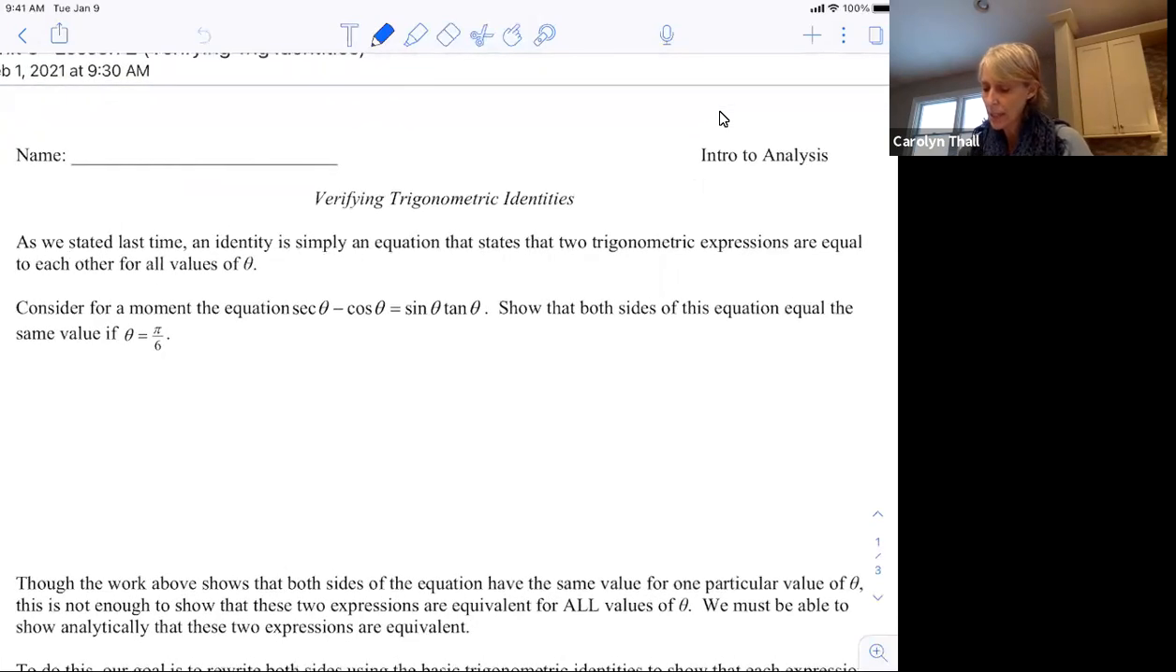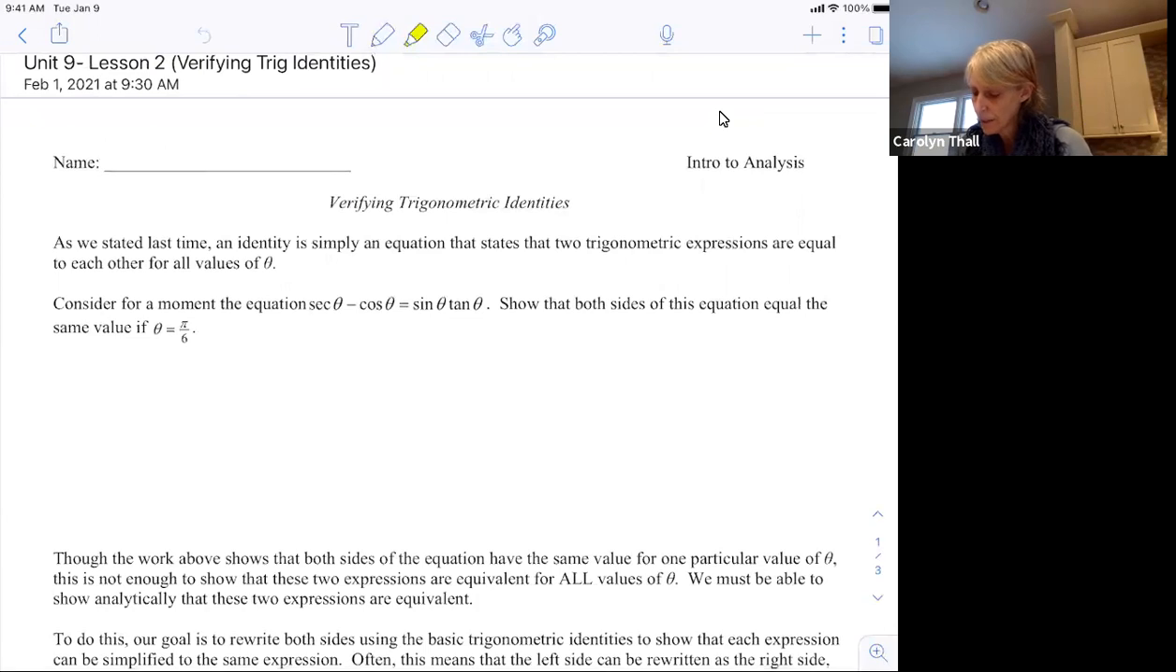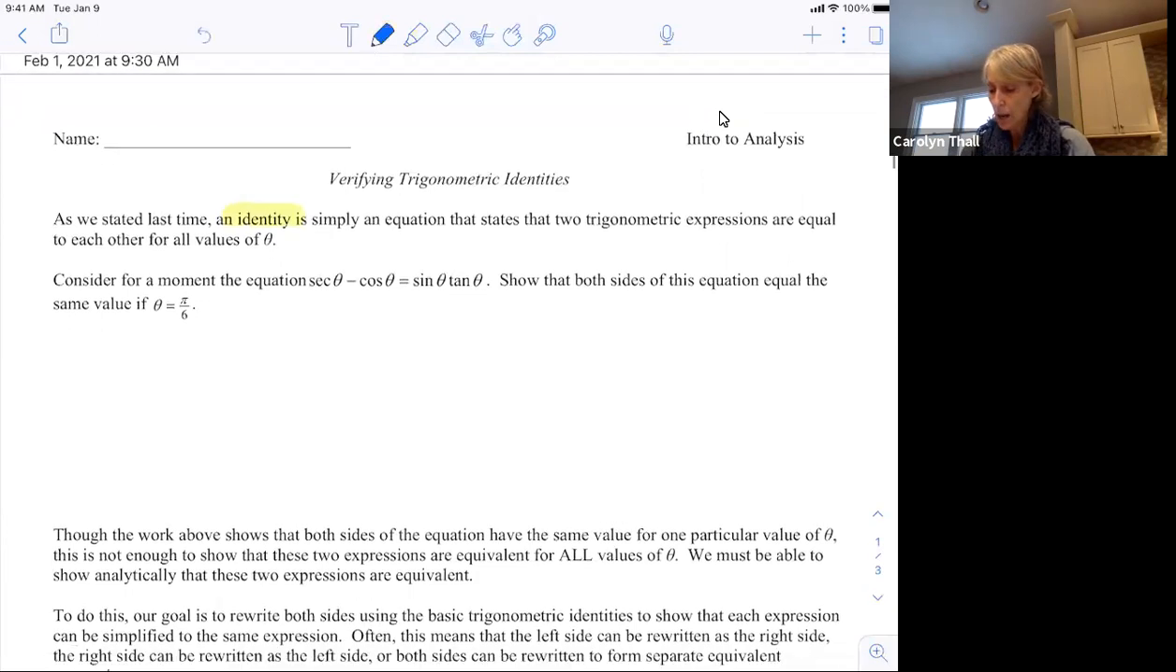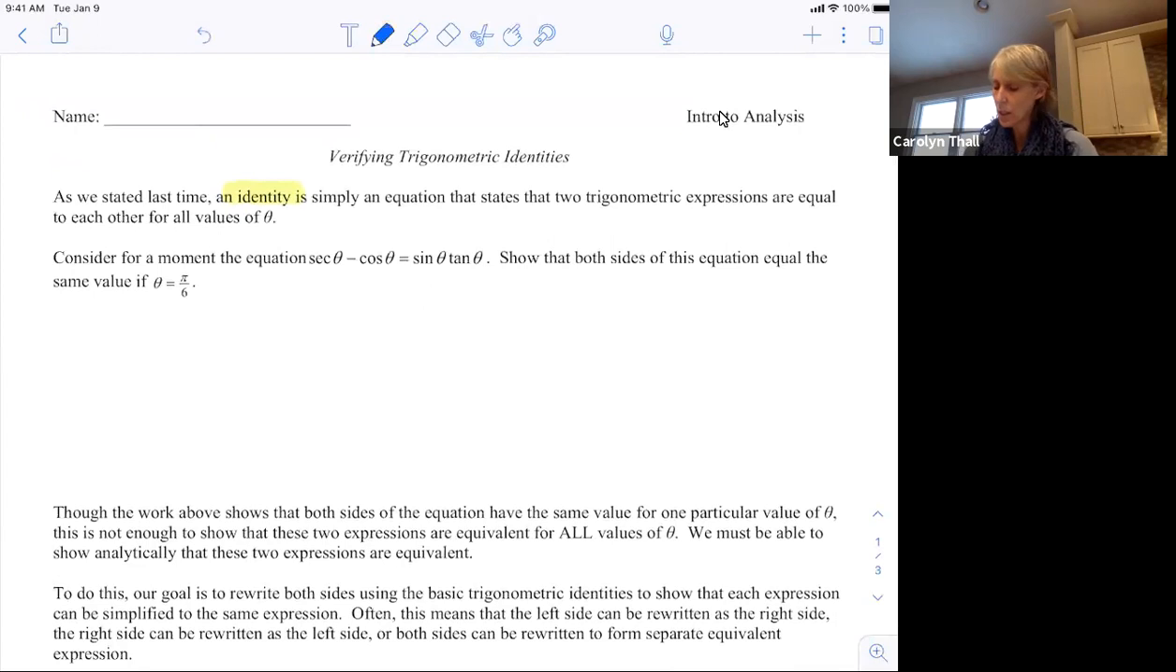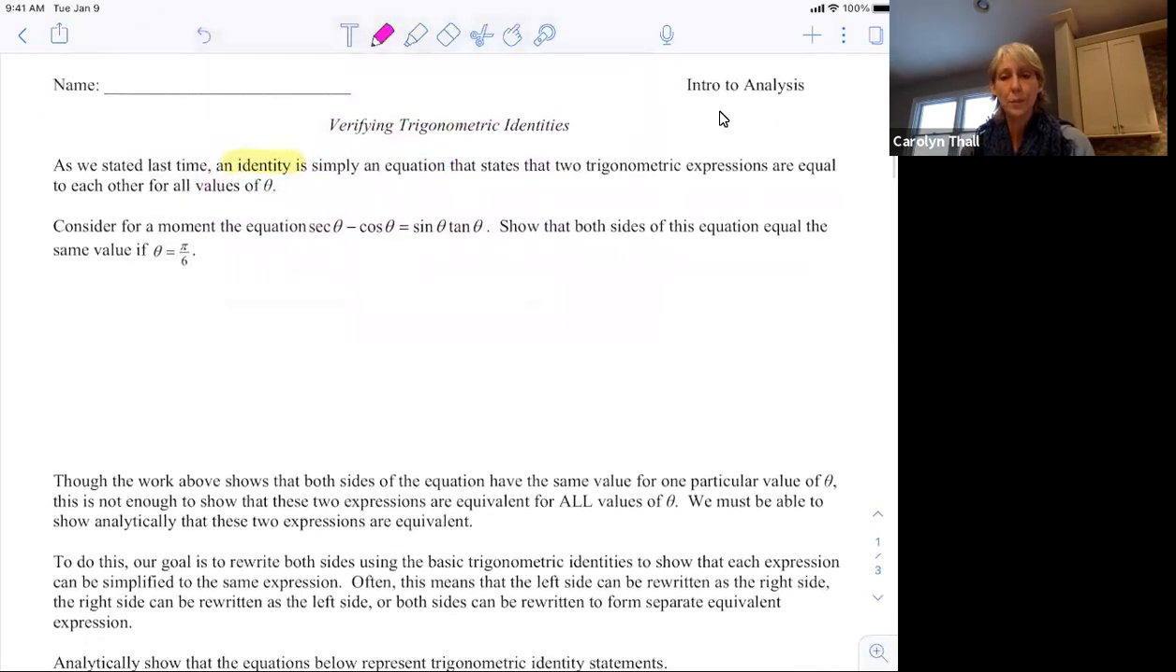So as we stated last time, an identity is simply an equation that states that two trigonometric expressions are equal to each other for all values of theta. Let's just stop for a moment. Let's consider the equation: secant theta minus cosine theta equals sine theta times tangent theta.